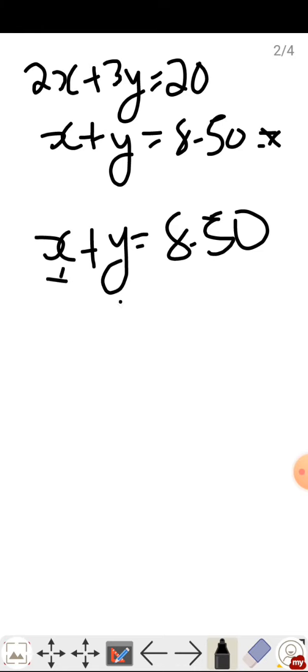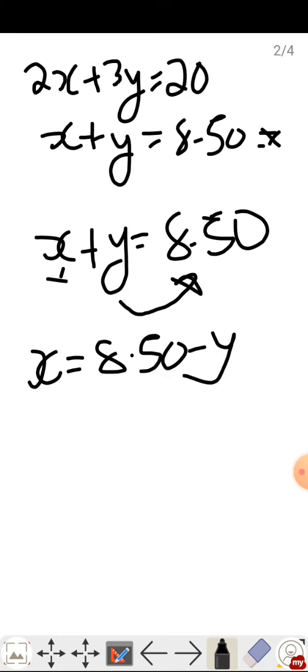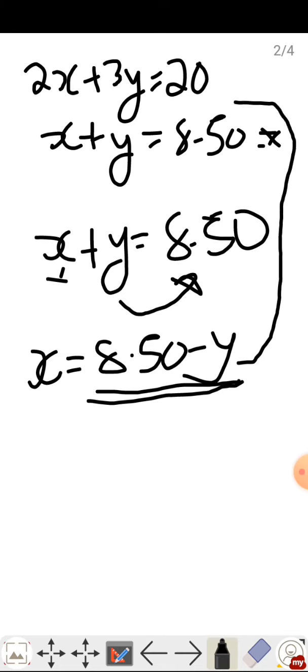This means y has to go this side so that x remains on its own. So it's x equals 8.50 minus y. So in this case, our x corresponds to 8.50 minus y. This is the value of x. You take this value and go to the other equation where there's x, and you write 8.50 minus y.